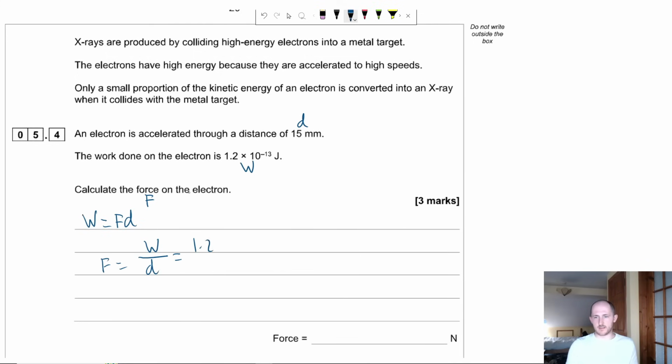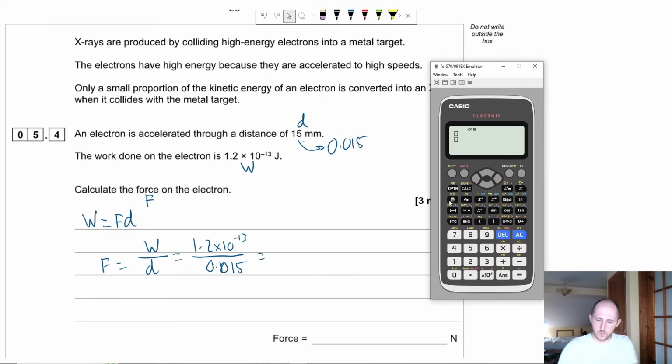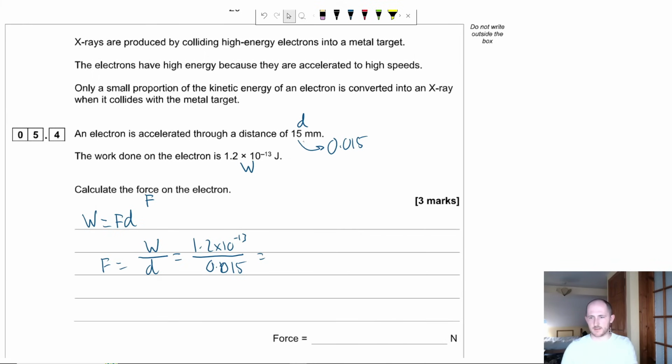So work done is 1.2 times 10 to the minus 13 joules. And what about the distance? Well, it's 15 millimeters. So if we divide that by 1,000, we should get the value that we want, which is 0.015. So divide that. Whoops. That damn E button. 0.015. And let's whip out our calculator. We have 1.2 times 10 to the power of negative 13 over 0.015 gives me a value of 8 times 10 to the minus 12 newtons.